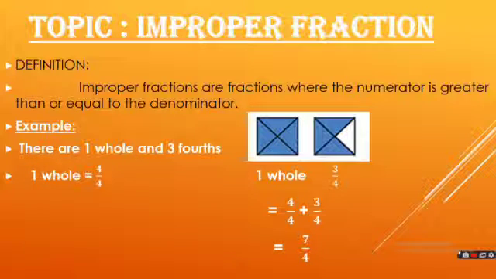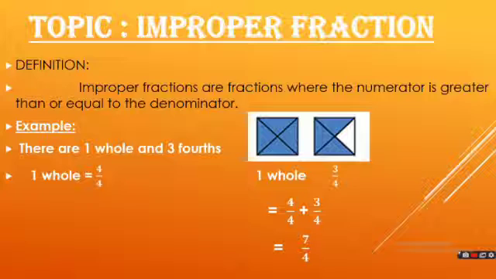Here we have two squares that represent 2: 1 whole and 3 fourths. 1 whole means that 4 parts are shaded out of 4, and 3 fourths means that 3 parts are shaded out of 4. For the improper fraction, first we will find the fraction of both of these squares and then we'll add the numerators.